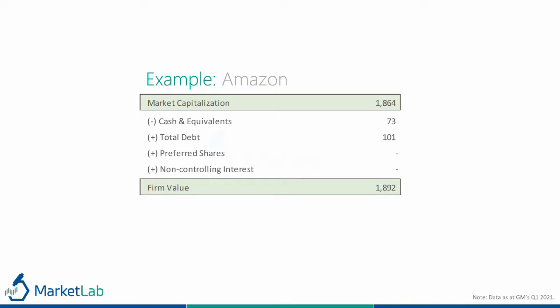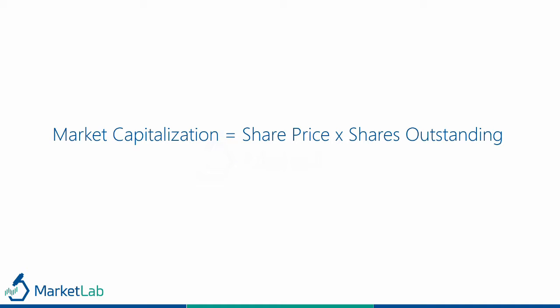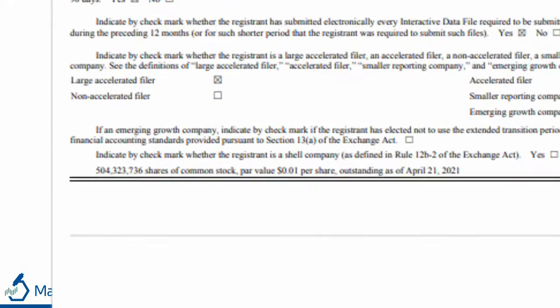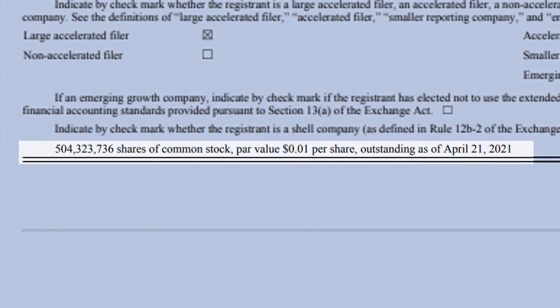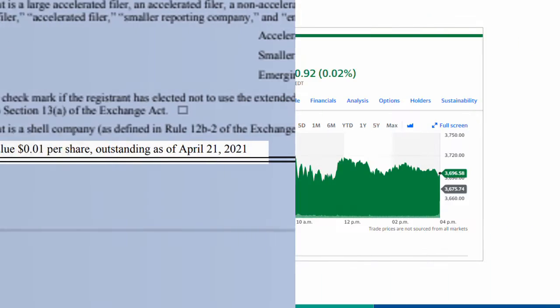Calculating market cap is pretty straightforward. You just need the company's latest share price and the current number of shares outstanding. You can get the share count from the company's latest quarter, or more realistically just from Yahoo Finance, and the share price from pretty much anywhere nowadays.